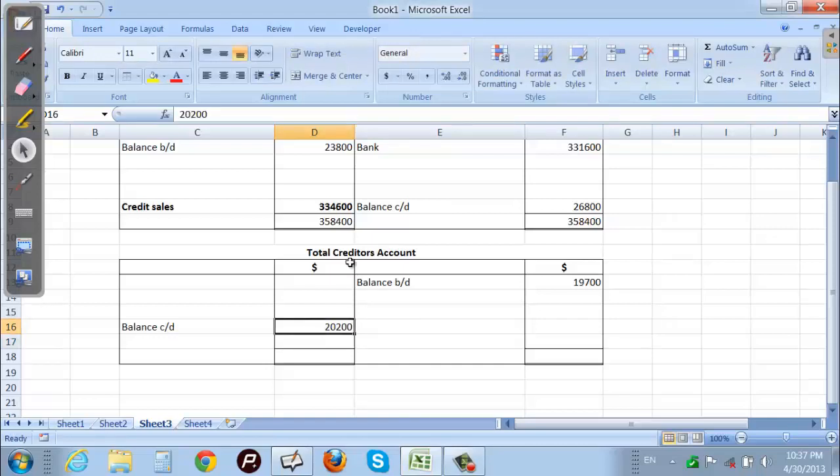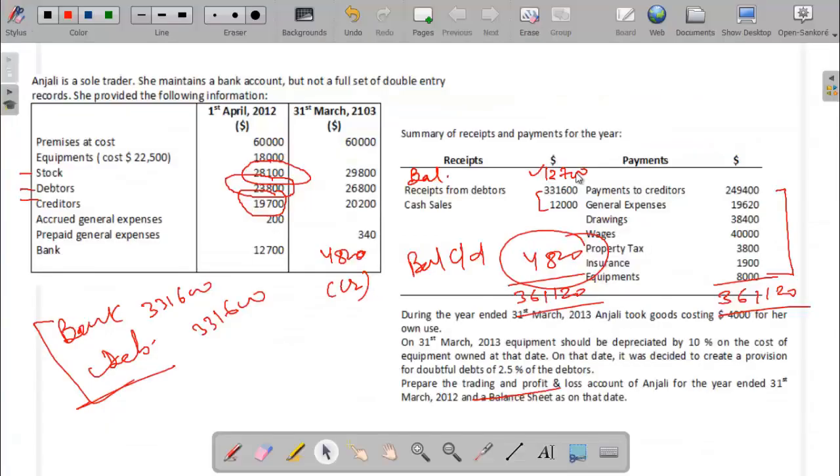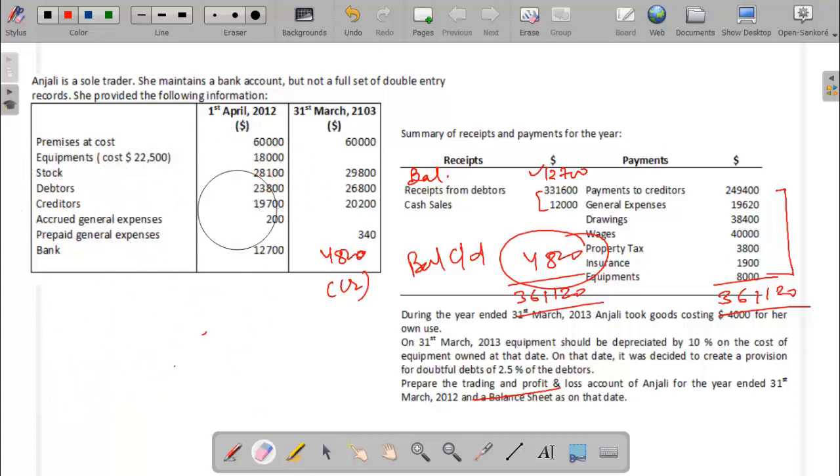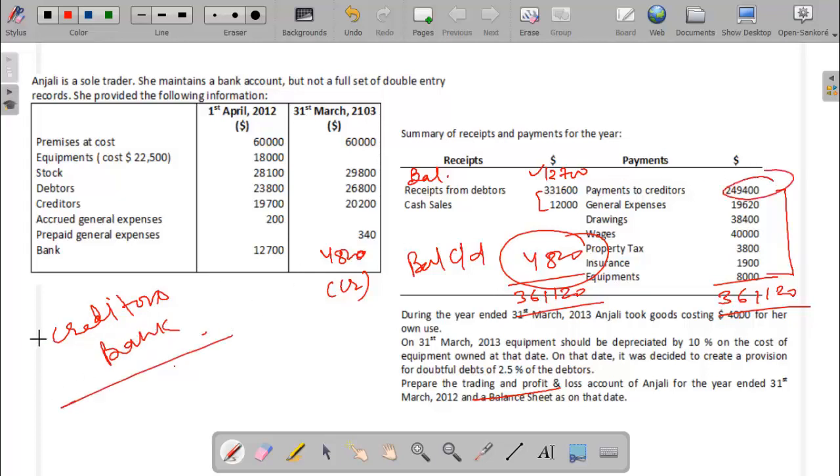Now during the year, let's see how much amount we paid to the creditors. For that we will see the payment side of the cash book. If we see the payment side of the cash book, we will find one item that the amount paid to the creditors is $2,49,400. During the year we paid this much amount to the creditors. Now let's see what entry we will pass for this. As we are paying to the creditors, creditors account will be debited and bank account will be credited with this amount. And as creditors account is debited, this entry will be posted on the debit side of creditors account.